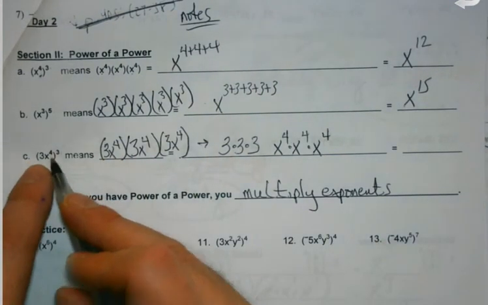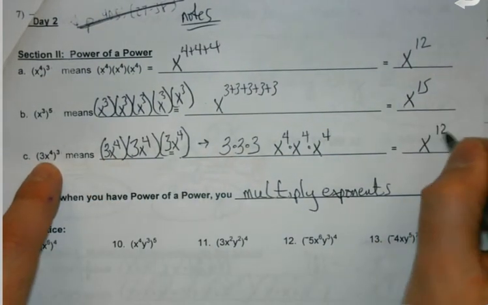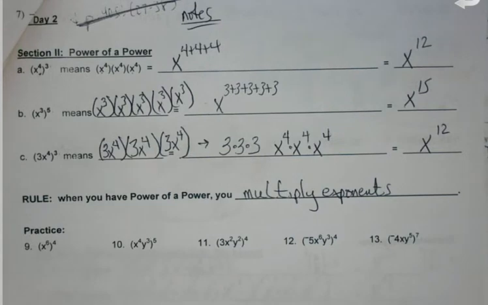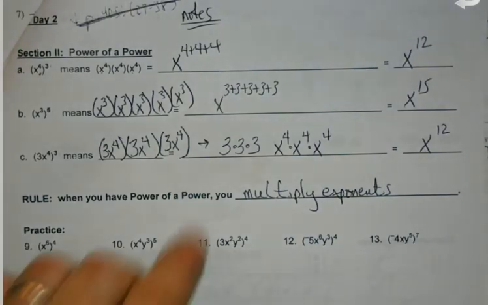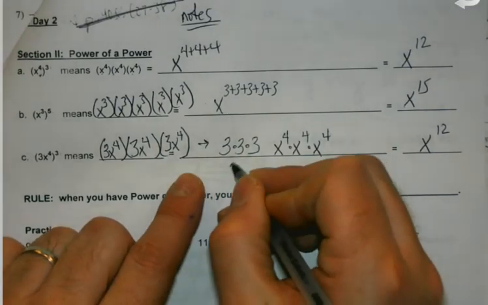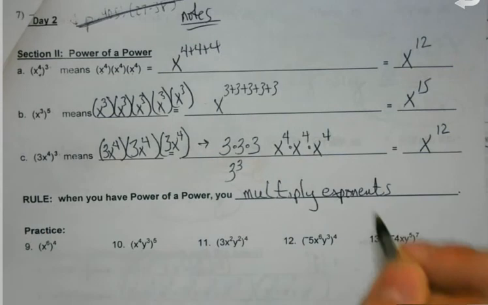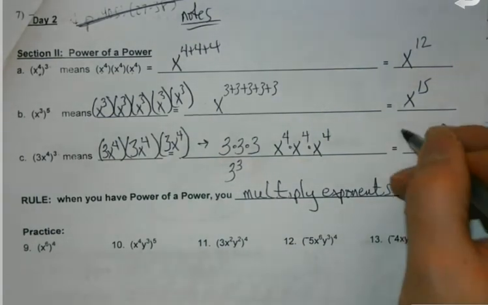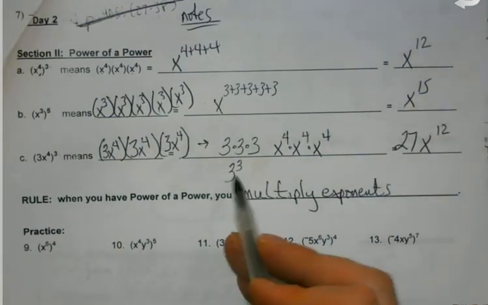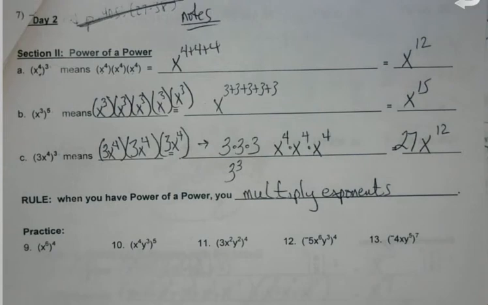4 times 3 still gets me x to the 12th. Okay, that rule's not changing. But here now, this 3 times 3 times 3, I can either multiply it out that way, which would get me 27, or I could do 3 to the 3rd power. And again, I can even punch that in a calculator with that little caret button if I wanted to do a different exponent.